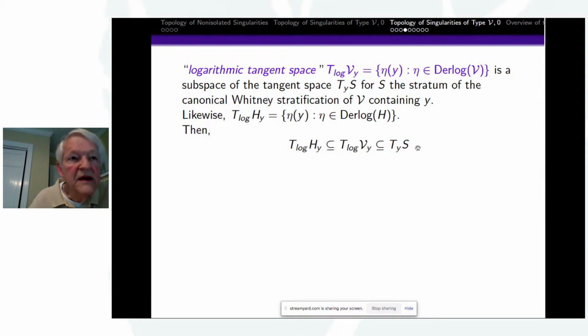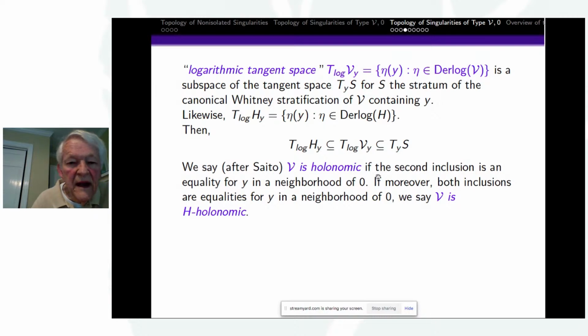And there can be a relation between these. Namely, after Saito, we say that V is holonomic if the second inclusion here is the identity for all y in a neighborhood of 0. And moreover, if both inclusions are equalities, we're going to refer to this as being H holonomic.